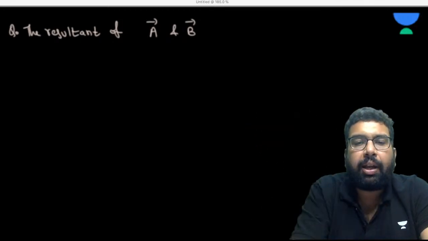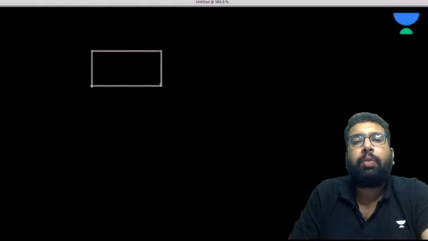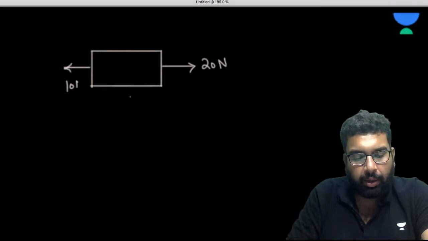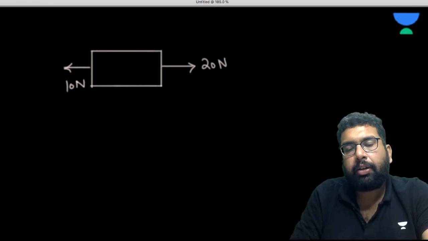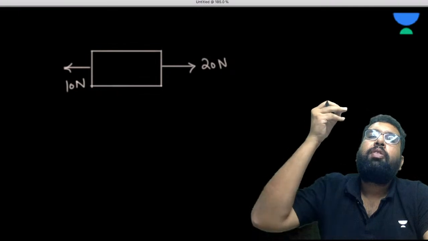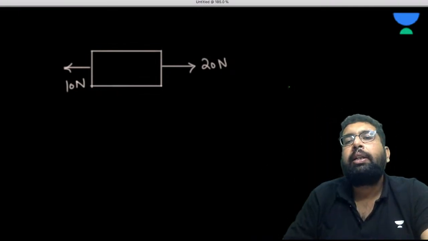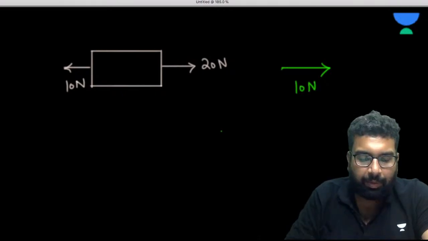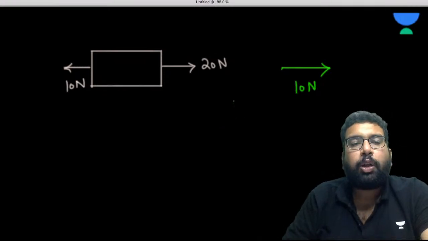Like for example, if I ask you one simple thing, there is a body. On this body there is one force, 20 Newton in this direction and 10 Newton in this direction. So what is the resultant force on this? Now if somebody does not know vectors at all, he will say that the net force on this is 10 Newton in this direction. Are you getting my point? Yes or no? Now, what you have done, basically you subtracted these vectors.